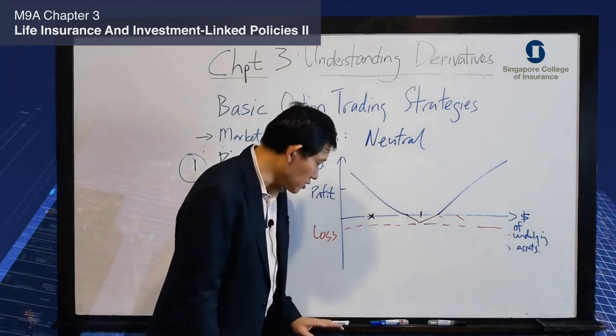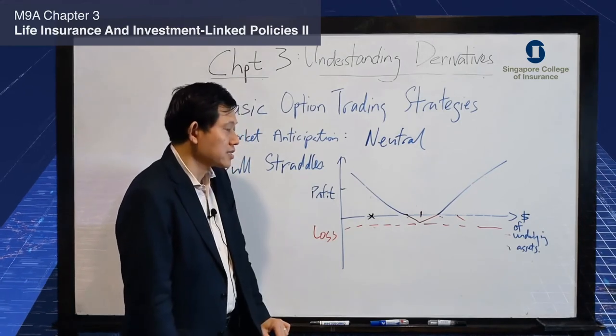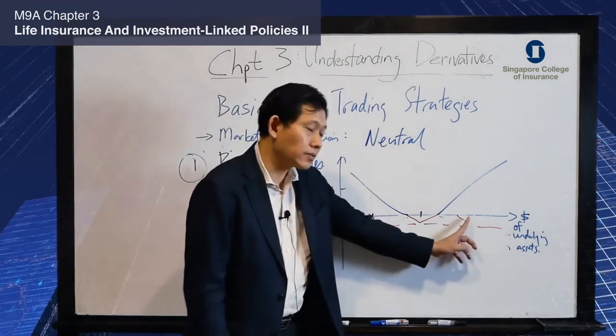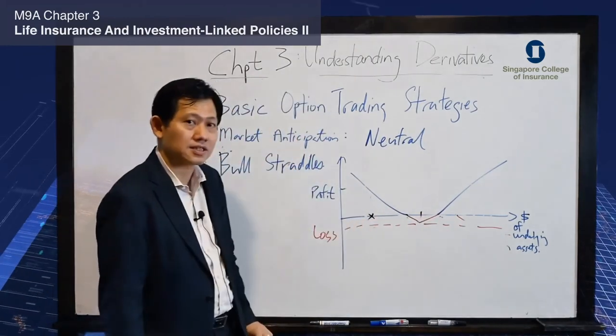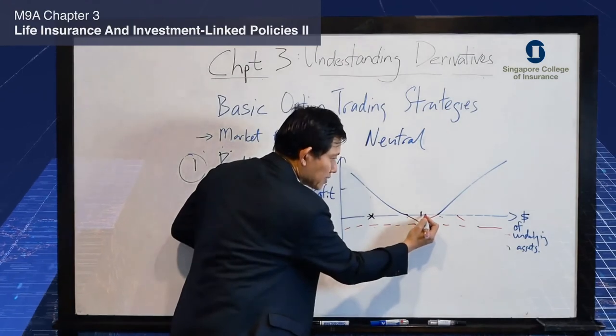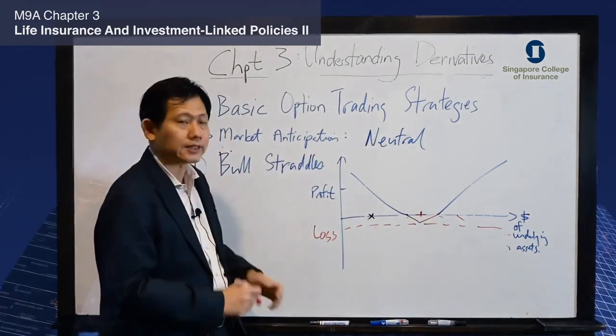The catch of this strategy, there is one. This strategy hinges on you making a judgment call that the market will either go up tremendously or fall tremendously. If the market, at the point of expiry day, only moves up a little bit or drops a little bit, you lose on both sides.